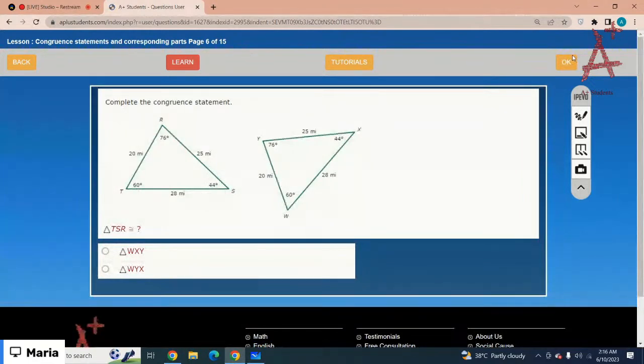Complete the congruence statement. TSR 60, 44, 76. So here you have 60, 44, 76. It will be WXY. Got it? That is option number one, WXY.